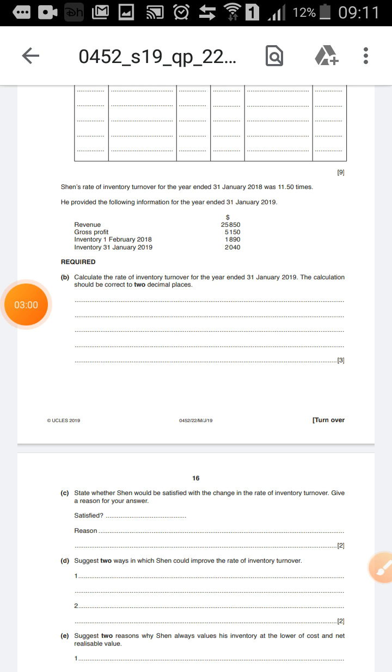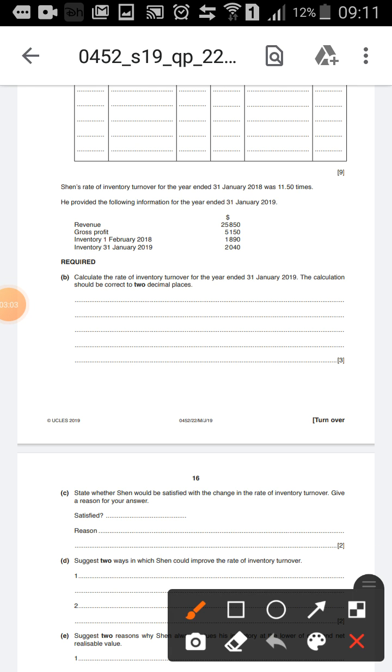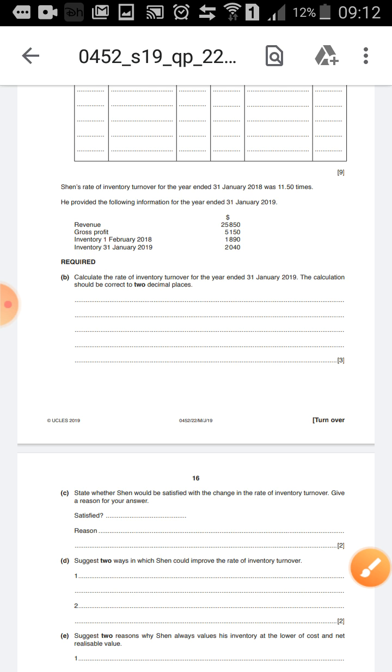Okay, dude. So here again they have asked you to find out the rate of inventory turnover. A few sums back we did the rate of inventory turnover, and I've again forgotten the formula. What was it? Cost of sales by average inventory. Yeah, it was cost of sales by average inventory. Now I remember. This is a very important concept to explain.